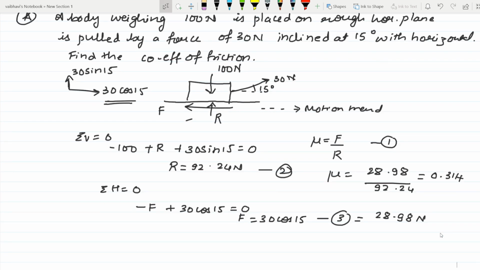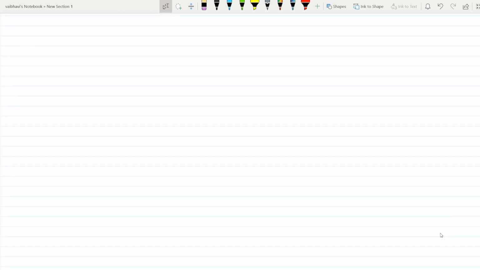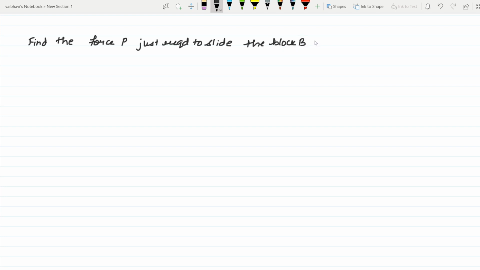So they can ask problems like this. Then one more type they can ask is when there are two blocks. In the model question paper, they have asked: find the force P just required to slide the block B in the arrangement shown in the sketch.